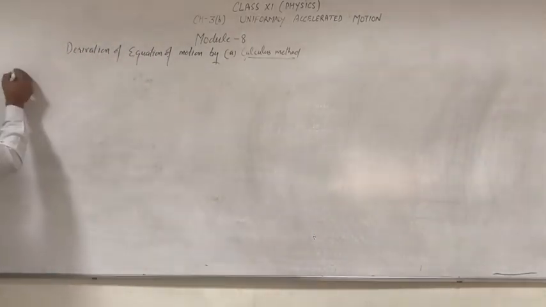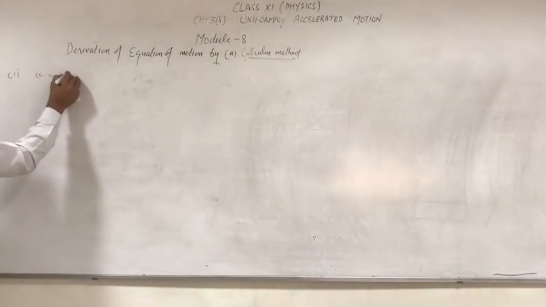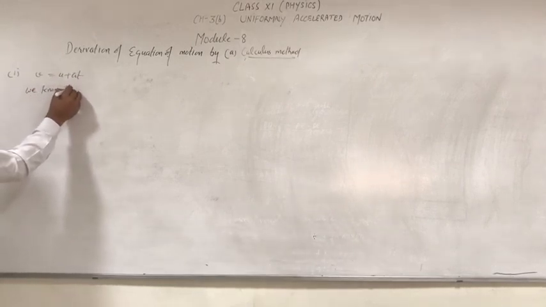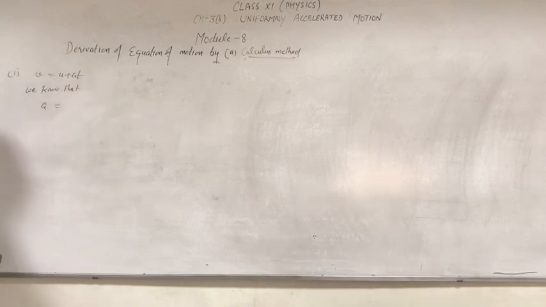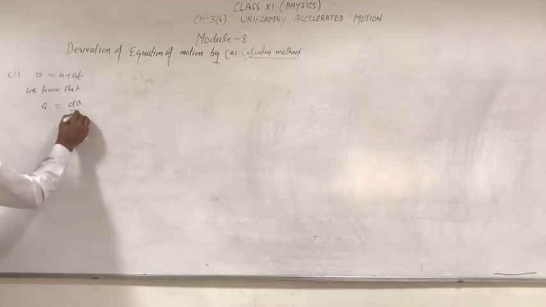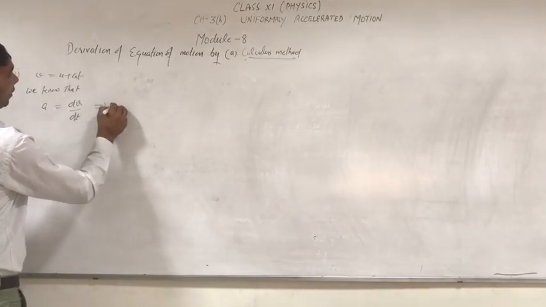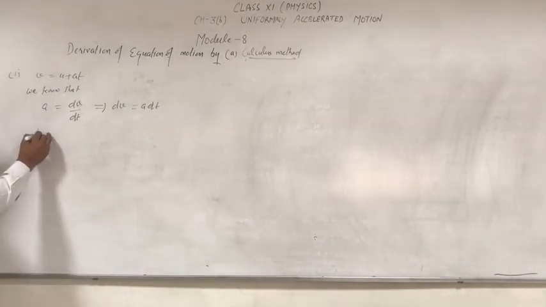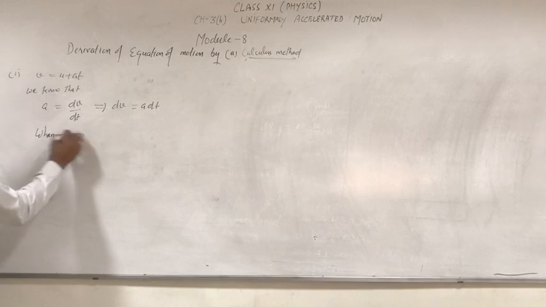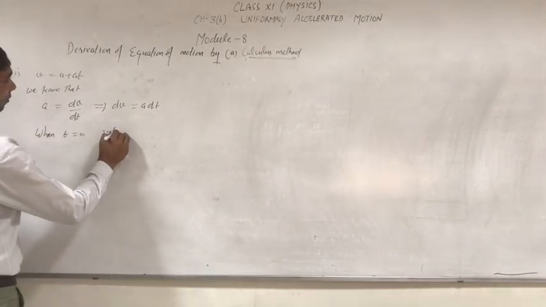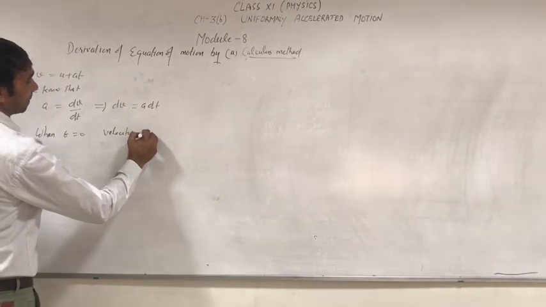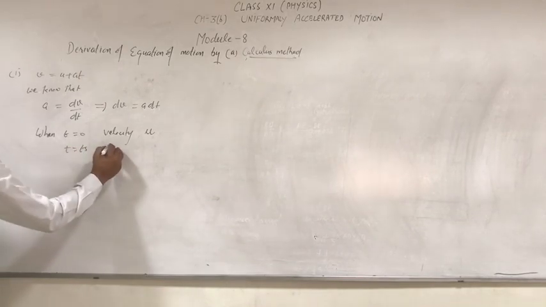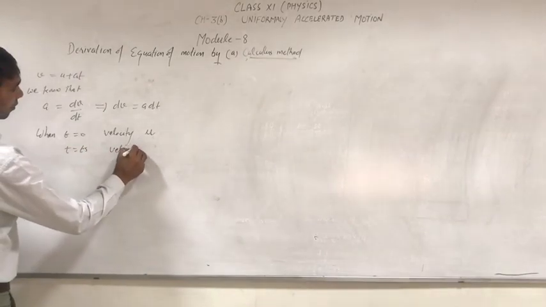Now the first equation of motion, V is equal to U plus AT. We know that acceleration is equal to dV divided by dt. Therefore dV is equal to A into dt. When t is equal to 0, velocity is u. When t is equal to t seconds, velocity is the final velocity v.